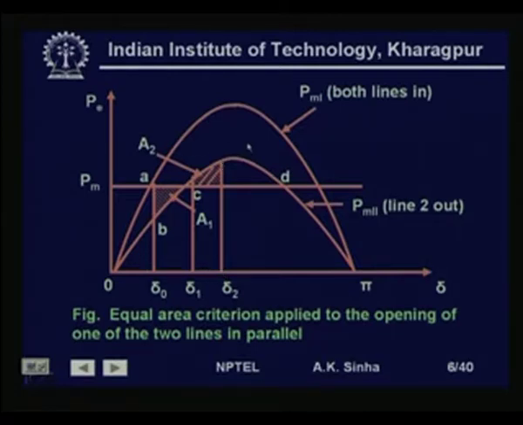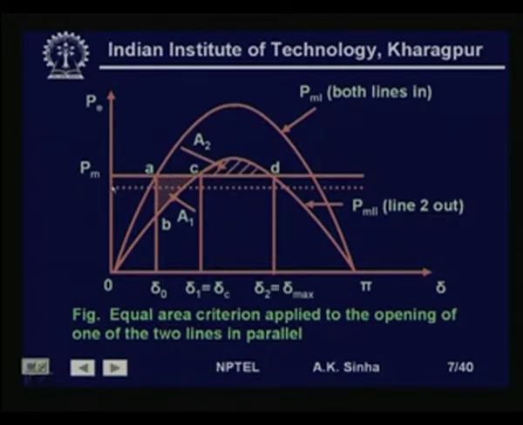So, this is what we get when one of the lines is suddenly removed. Now, suppose instead of working at this point, we are working at a much higher point, that is, the electrical output was more, and initially the Pm also would have been more. If we are working at this point, then what happens? Then we find that it suddenly jumps from A to B, and then it will start moving.